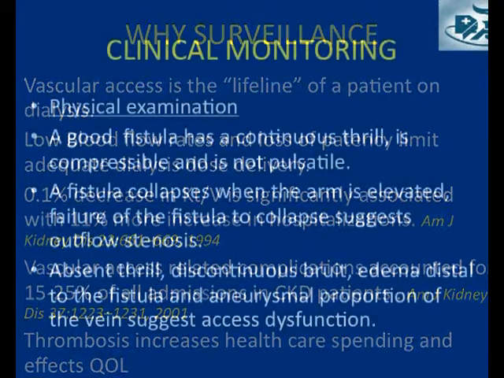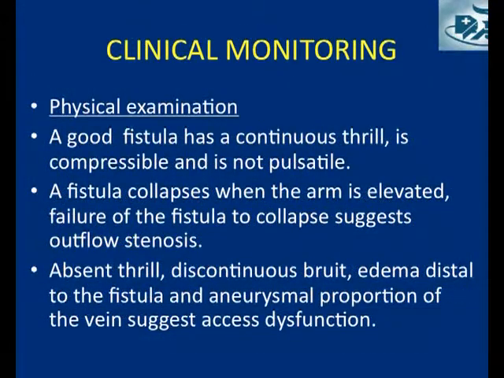So coming to clinical monitoring is physical examination. A good fistula has a continuous thrill. It is compressible, soft, and is not pulsatile. A fistula collapses when the arm is elevated, and failure of the fistula to collapse suggests outflow stenosis. Absent thrill, discontinuous bruit, edema distal to the fistula, and aneurysmal proportion of the vein suggest access dysfunction.